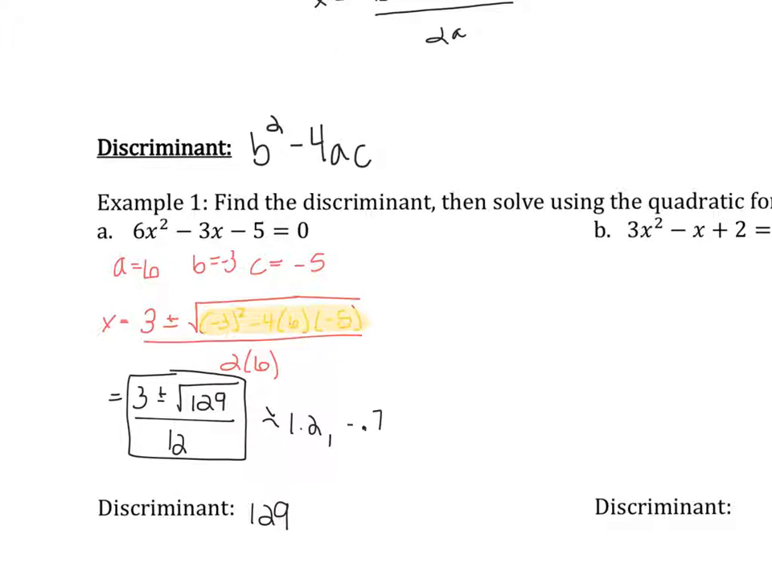So when we're talking about discriminant, if we get a positive number for the discriminant, then we have two real solutions.